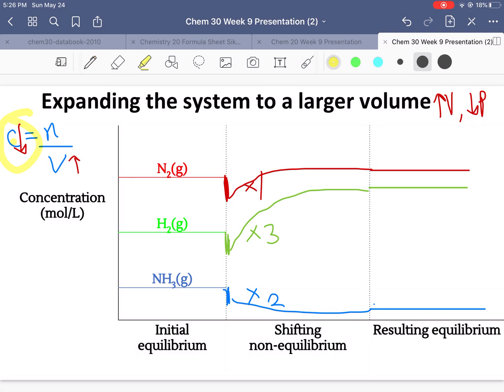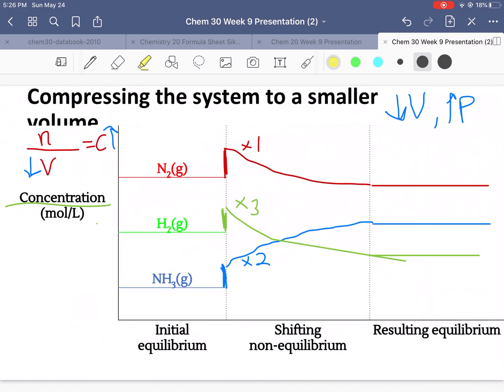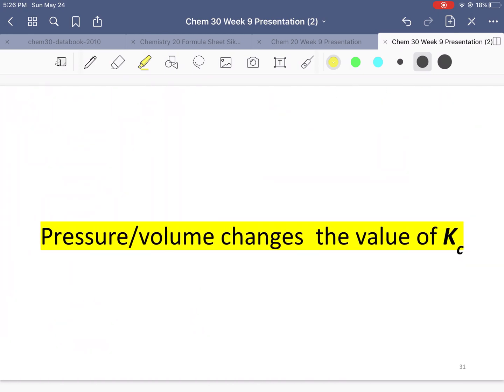Do not though forget to show that sudden decrease when this system was expanded, vice versa the sudden increase in concentration here when the system was compressed. Now take note, pressure and volume changes like these have absolutely no impact on the value of Kc because equilibrium will naturally go back to its balanced state again in the end, right? We're not inducing a temperature change here causing a permanent shift to the forwards or to the reverse reaction.